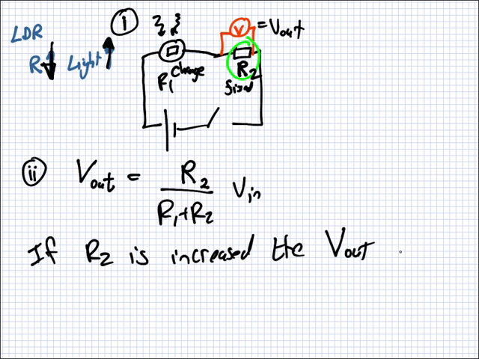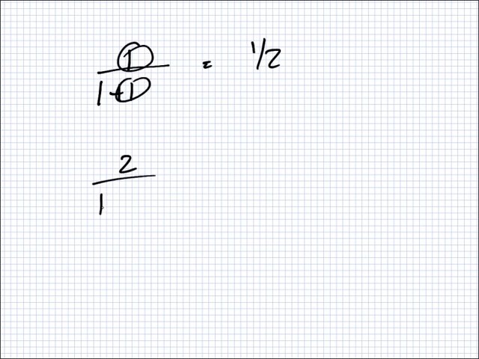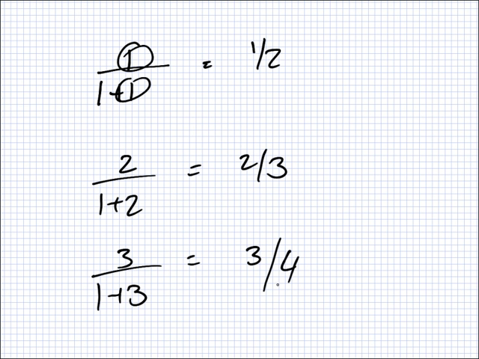V out is bigger? If R2 increases, what will happen? I suppose it's not clear because it depends on the numbers here. So let's just take an example. Let's say we have 1 over 1 plus 1. That's equal to a half. And then we increase this to 2. So that's 2 over 1 plus 2, that's 2 over 3. And then 3 over 1 plus 3, that's 3 over 4. So it looks like it increases.